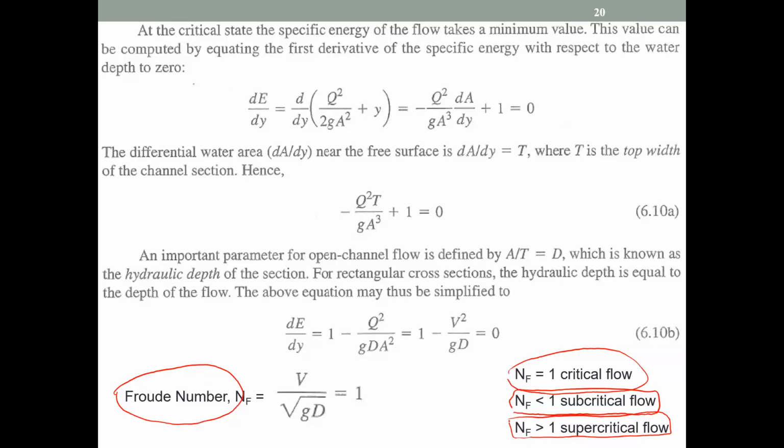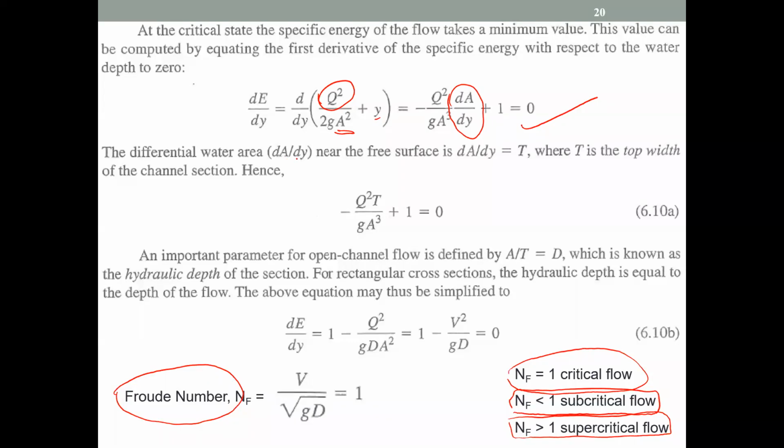So how do we derive this equation? I will go through it very quickly. Now what we do, we take the first derivative with respect to y, dE over dy. Now the Q is constant. But A, is it constant? No. A changes with y. So that is why we consider here dA over dy. Take the first derivative, and you end up with this equation.